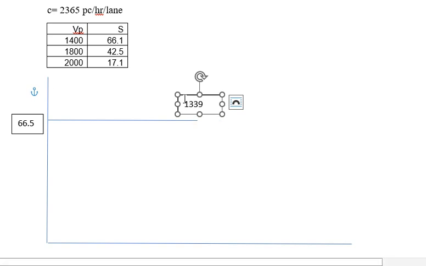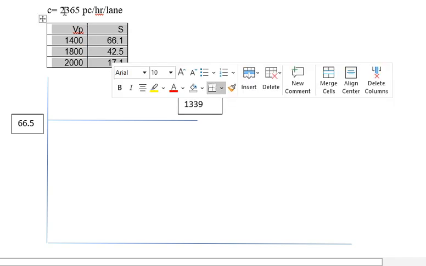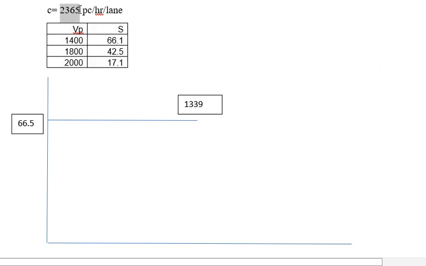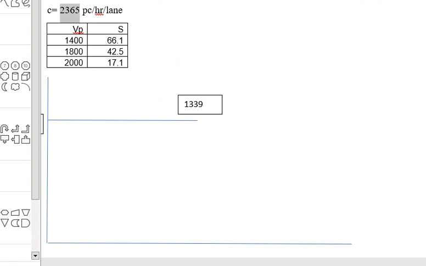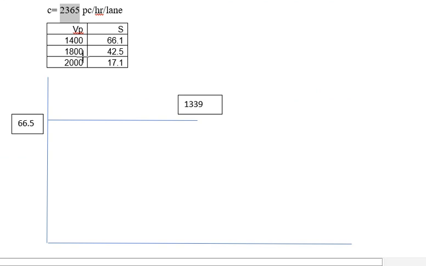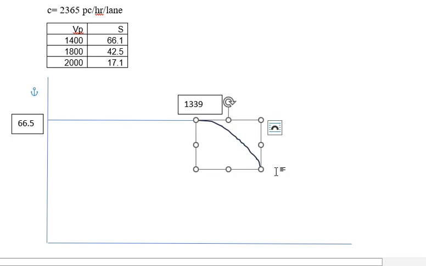Then after the break point you will plot according to these coordinates, and you will go up to capacity. So your last point will be capacity, so there will be a point here with the capacity. Now I'll draw a freehand curve, so from here I'll draw a curve up to capacity.